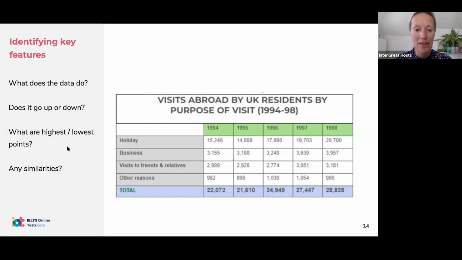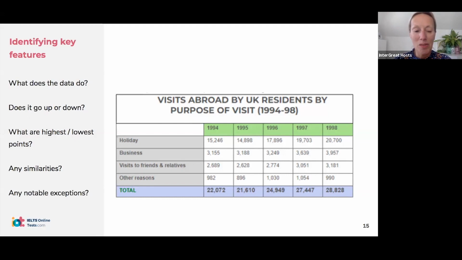Are there any similarities between any of the categories? Business visits, yeah. So business doesn't really change and friends doesn't really change, and they're fairly similar in terms of the numbers. Yeah. So you just need to kind of mentally get this information at the beginning so you're really starting to understand what the table is telling you.